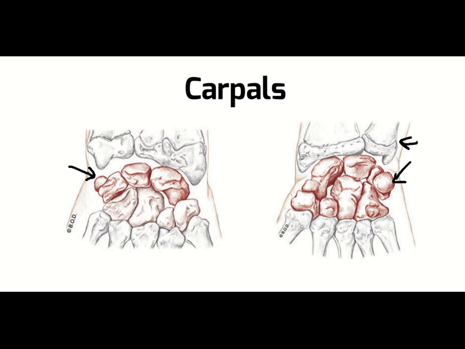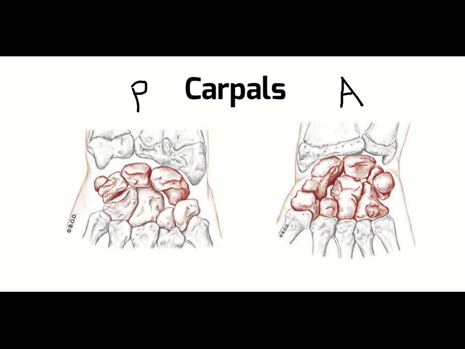You can also look for the hook of the hamate. It's a little bit harder to see in a lot of pictures, but it's right here. And so if you can see the hook of the hamate, you know you're looking at the anterior view as well. So in this picture, we have an anterior view on the right and a posterior view on the left.